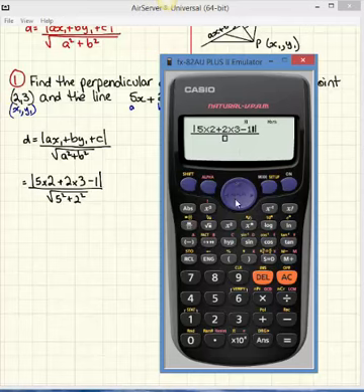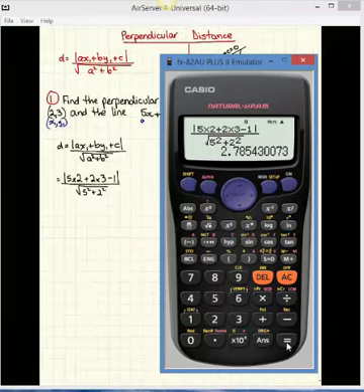And when you go down, put in your square root, and we need 5 squared plus 2 squared. So be very careful of a few things. 1, that all your positives and negatives are correct. And 2, that the 5 squared plus 2 squared is all under the square root sign. Once you've double checked that you've got everything right, press equals and you get your answer.